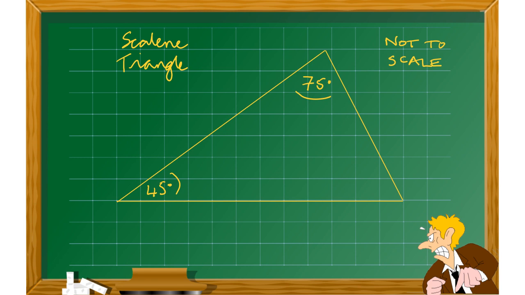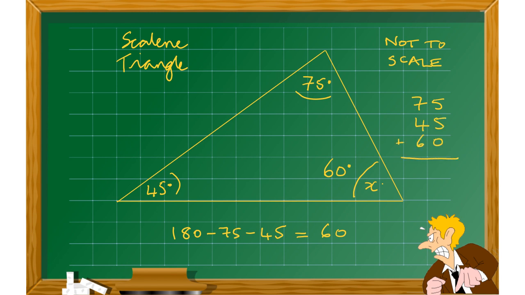Okay, so 75 plus 45 is 120. And we know that the total inside a triangle, the sum of the angles, is 180. So this angle X, why do they always use X? It makes my blood boil, honestly. This X has got to be 60 degrees because it is 180 minus 75 minus 45 equals 60. And another way of putting that would be 75 plus 45 plus 60 equals 180.